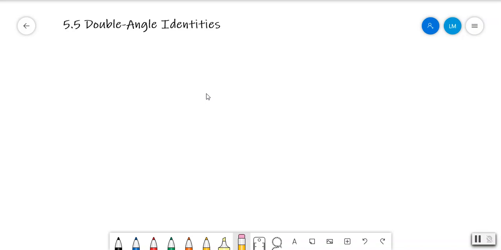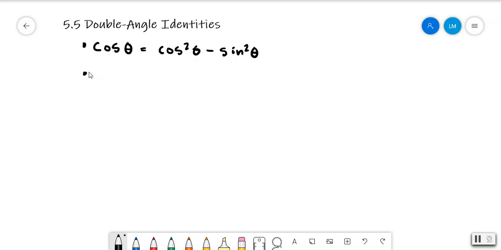Hello, so in this video we're going to talk a little bit about some double angle identities. Now, the most fundamental ones that we look at in this chapter are cosine 2 theta, sine 2 theta, and tangent 2 theta. So we have, for example, cosine of 2 theta, which is said to be cosine squared theta minus sine squared theta.